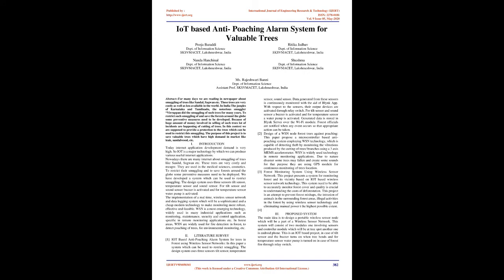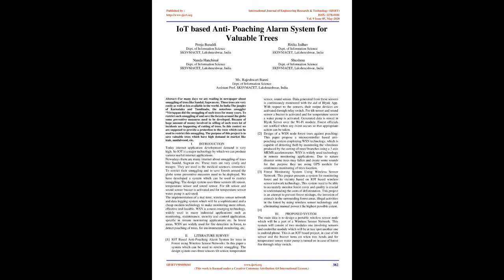We have developed a system which can be used to restrict smuggling. The system uses 3 sensors: tilt sensor, temperature sensor, and sound sensor. For the tilt sensor and sound sensor, a buzzer is activated, and for the temperature sensor, a water pump is activated. The implementation of a real-time wireless sensor network and data logging system will be a sophisticated and cheap modern technology to make monitoring more robust, effective, and feasible.